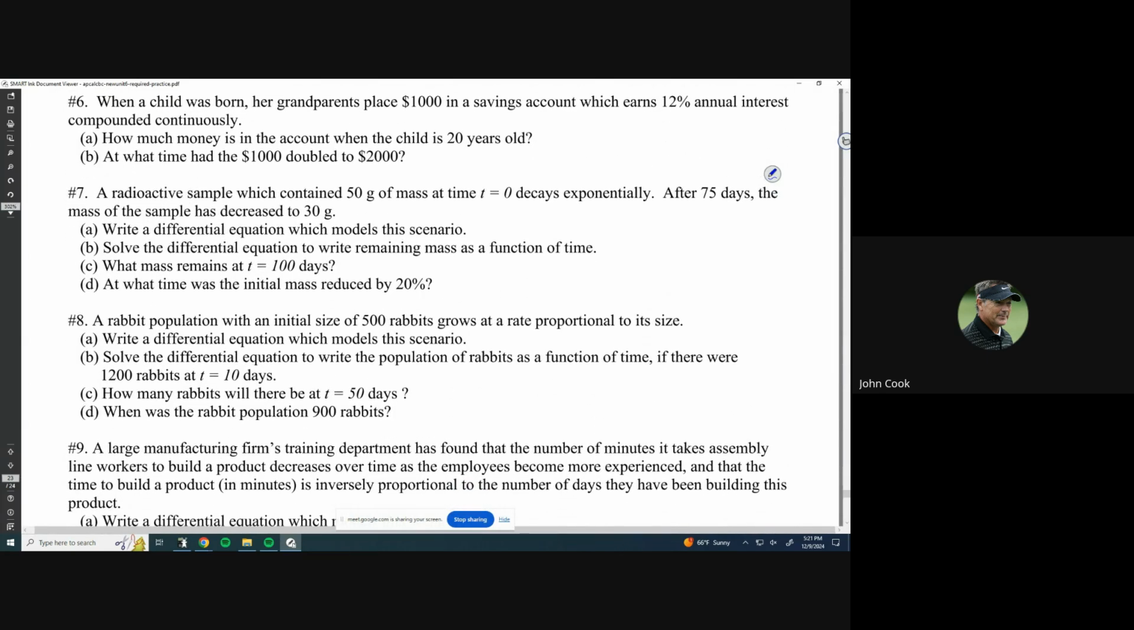So we went through the first 6 problems. Now we're going to do, I guess, the next 2. Yeah, we'll do number 7 and number 8.